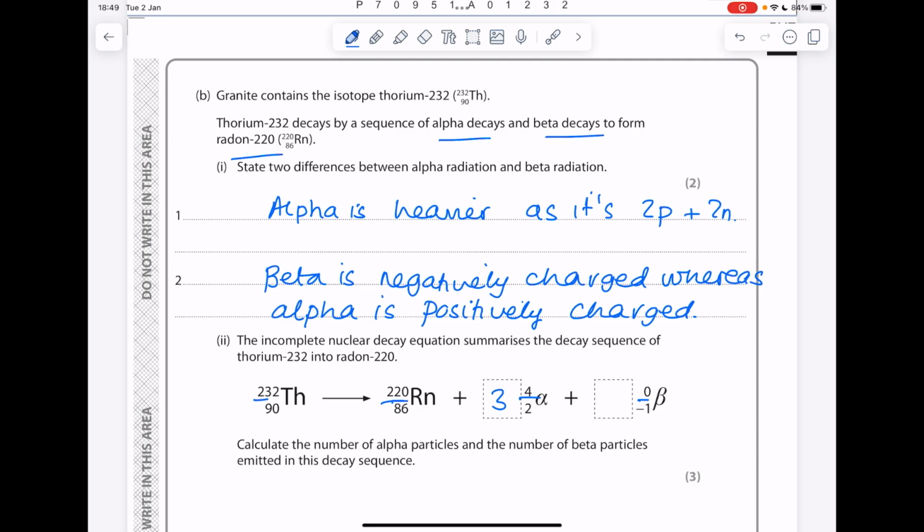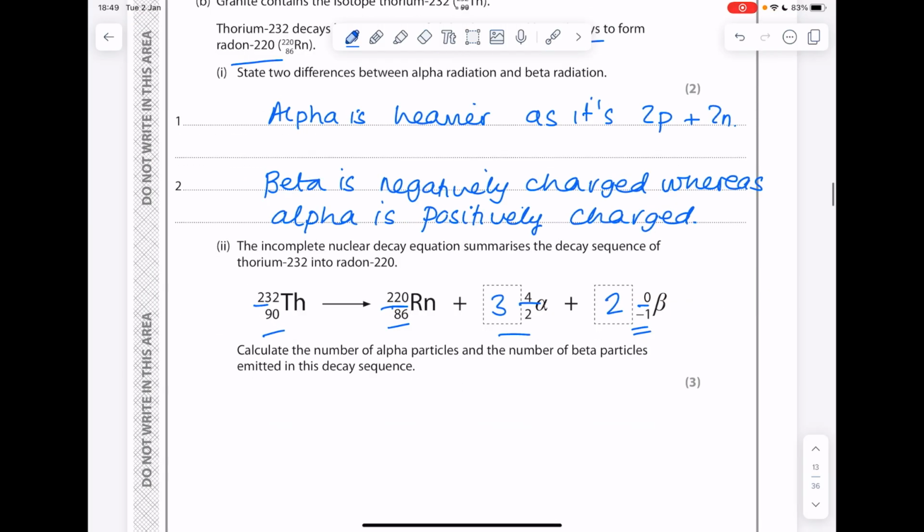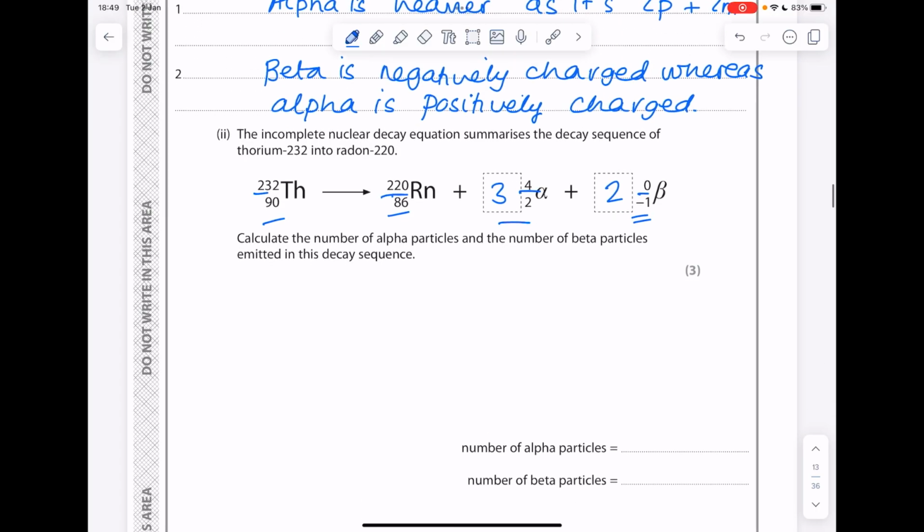And then what about looking at our proton number? We need to get from 90 to 86, bearing in mind we've got 6 here. So if we were to take 6 away from 90, we'd get to 84, but we need to get to 86, so that's why we need 2 lots of this -1. So it's just literally doing like a puzzle, making sure the numbers add up.